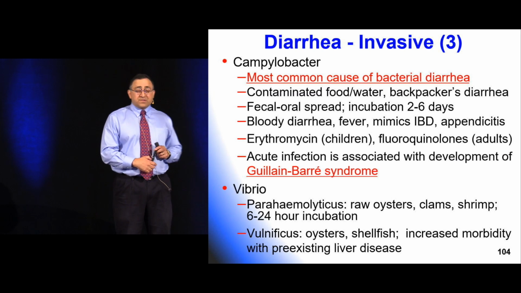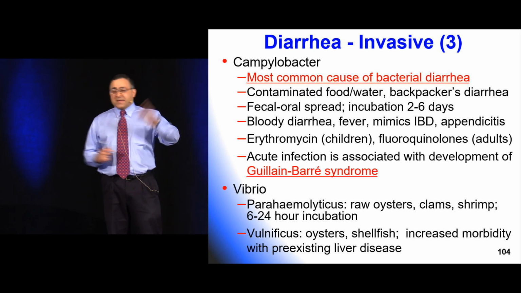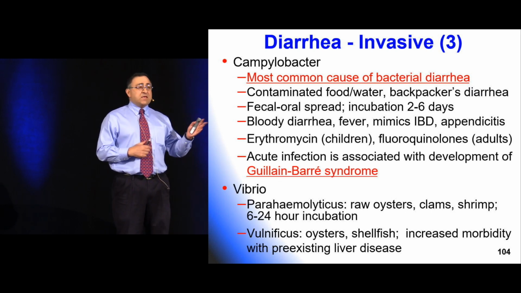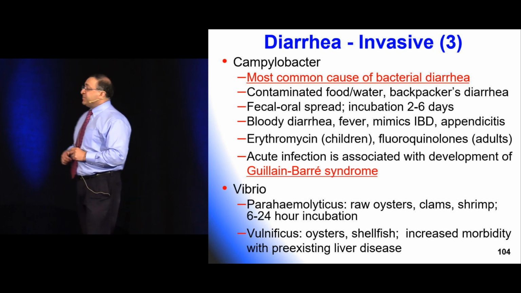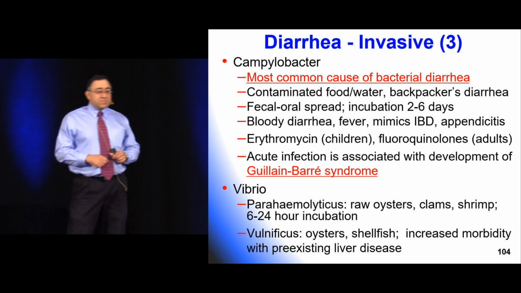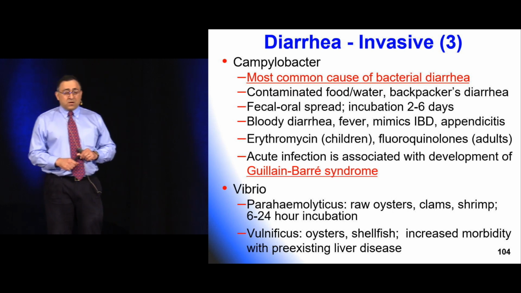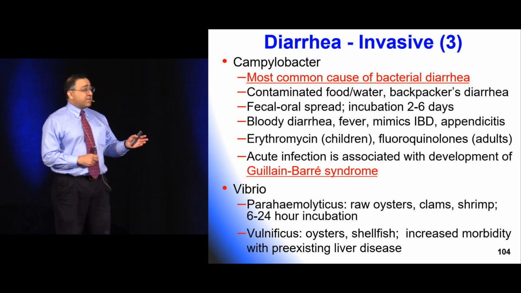Campylobacter. Campylobacter currently is the most common cause of bacterial diarrhea in the U.S. Sometimes it's salmonella, but Campylobacter right now is winning out. It can give you lower abdominal pain. Sometimes it's confused for inflammatory bowel disease because of the bloody diarrhea and abdominal cramps. And this is kind of a neat feature here, that acute infection can be associated with subsequent development of Guillain-Barré.